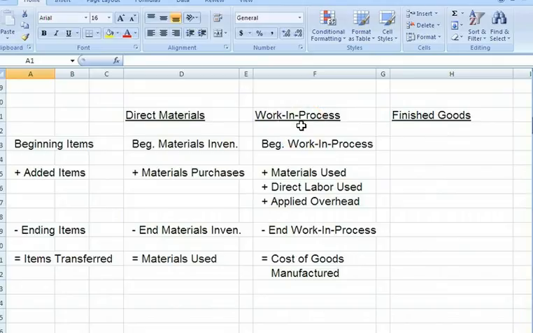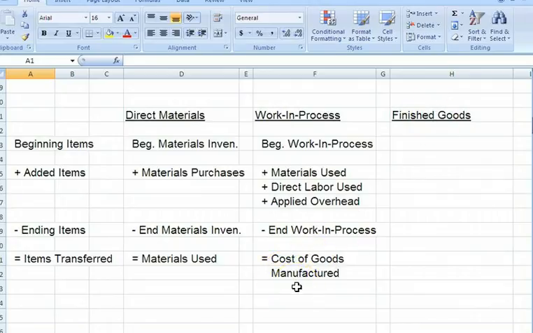In Accounting 2, we say only two things could have happened to these costs. We either still have the items at the end of the period, so we need to assign a dollar amount to any work in process, and anything else that is not assigned to any work in process must have got shipped off to the finished goods warehouse. We call that cost of goods manufactured.